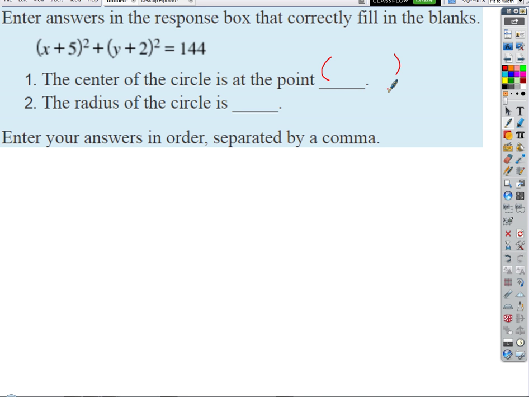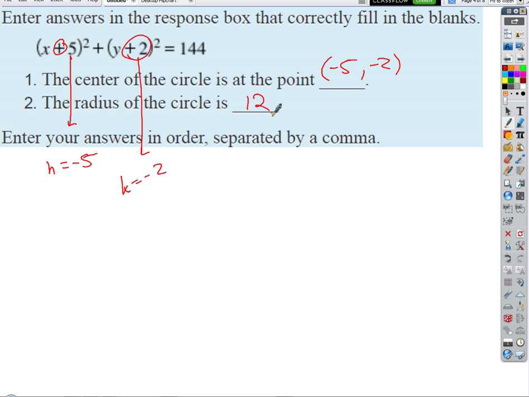-5. -5, right? This is telling us right here that H is -5, because that's positive, right? So we get -5, comma, -2. So that's telling us K equals -2. And what's the radius going to be? Kylie Z, what's the radius going to be? If r squared is 144, 12, yeah.